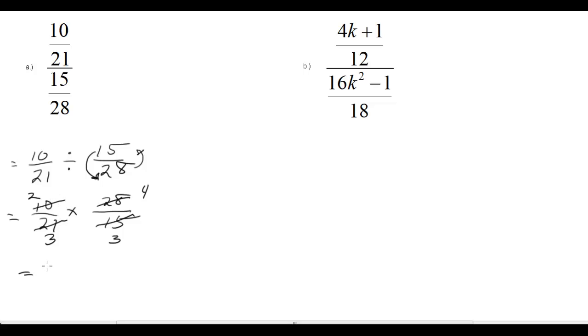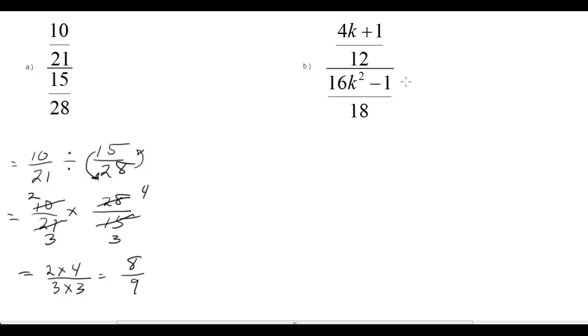Now we do the arithmetic as we were taught back in elementary school. 2 times 4, that's the numerator. We're multiplying numerators, and now we multiply across the denominators. We get 3 times 3. 2 times 4 is 8. 3 times 3 is 9.